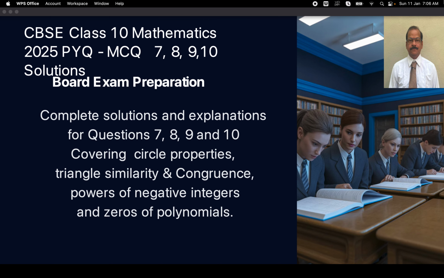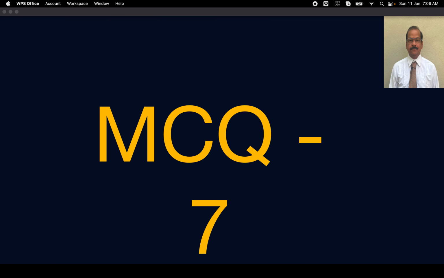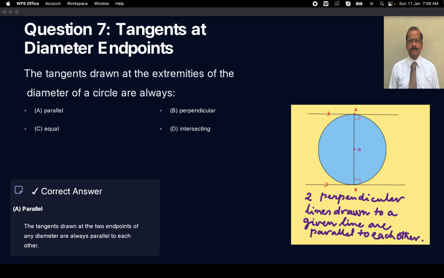Circle properties, triangle similarity and congruence, powers of negative integers and zeros of polynomials. MCQ numbers. Tangents at diameter endpoints. This is the topic. Under this concept, this question is asked.